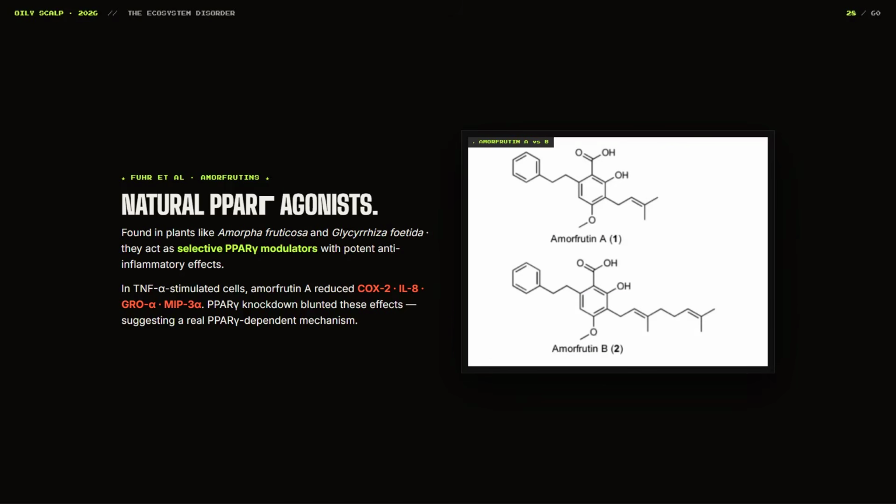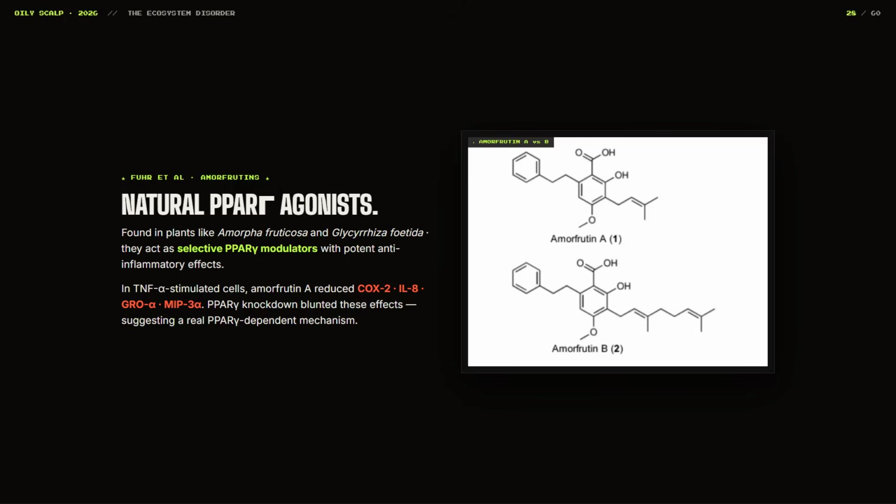But I'm going to introduce you to something that one of my friends and co-founders of one of my companies introduced to me, and this is the class of naturally occurring compounds called amorphodins. According to Fur et al. in the paper titled, quote, "Amorphodins are natural PPARγ agonists with potent anti-inflammatory properties," unquote, amorphodins are natural PPARγ activators found in plants such as Amorpha fruticosa and Glycyrrhiza foetida. The paper also goes on to talk about how PPARγ activation can inhibit inflammatory gene expression through mechanisms involving NF-kappa B and other inflammatory pathways.